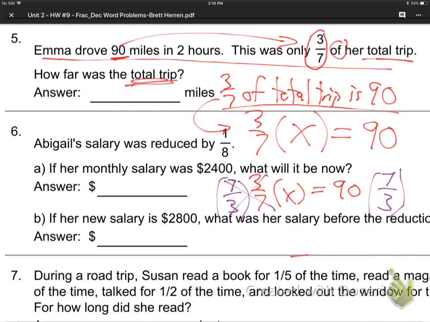The 7s will cancel, the 3s will cancel. That's why that gets X alone. On the other side, just hit the buttons on your calculator, isn't it 210? So her total trip was 210 miles. 90 is a part of that. That makes sense.